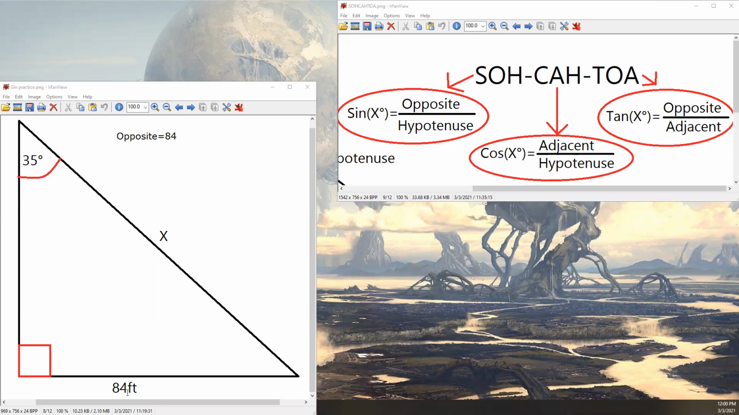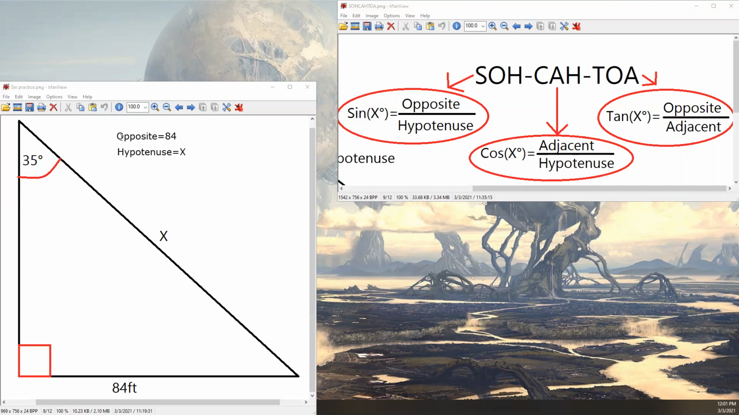So if that's the opposite side, then this must be the adjacent because across from the 90-degree angle is our hypotenuse. Well, there's nothing on our adjacent side, so we don't have an A. But like I just said, across from the 90-degree angle is X. So we have a hypotenuse. Hypotenuse equals X, right? Cool. So we have an O and an H.